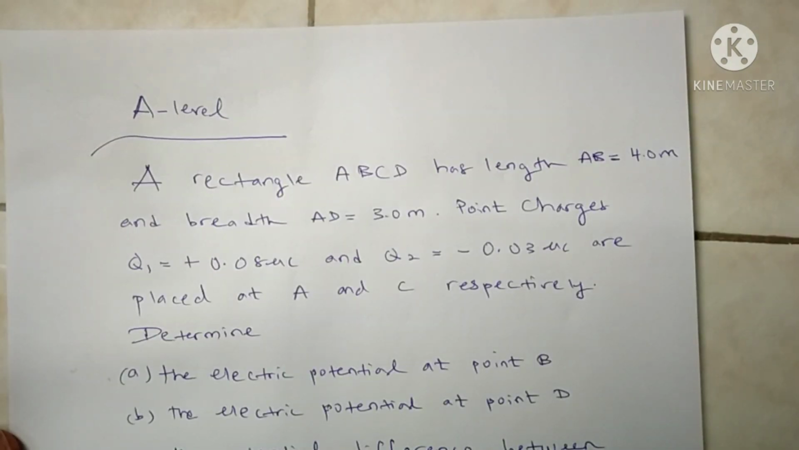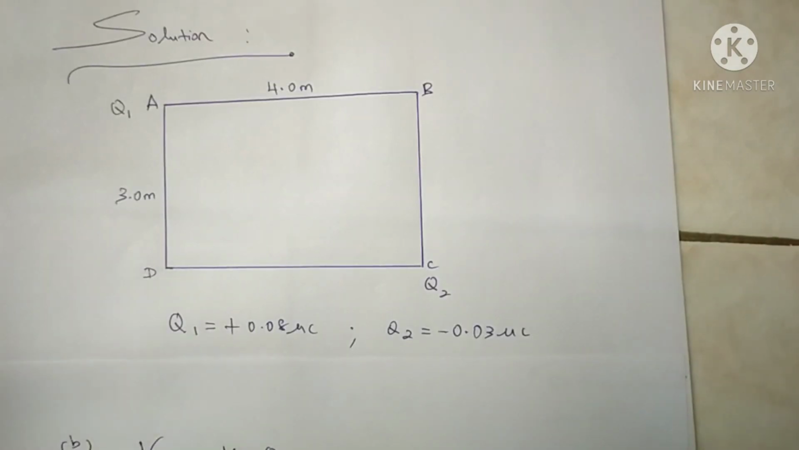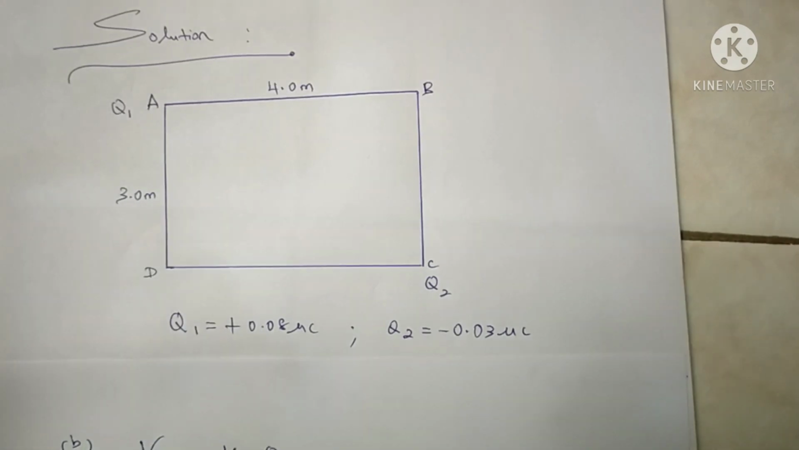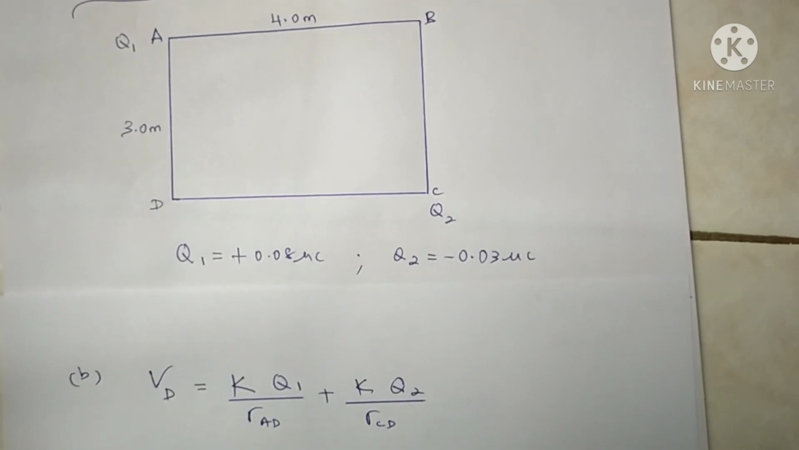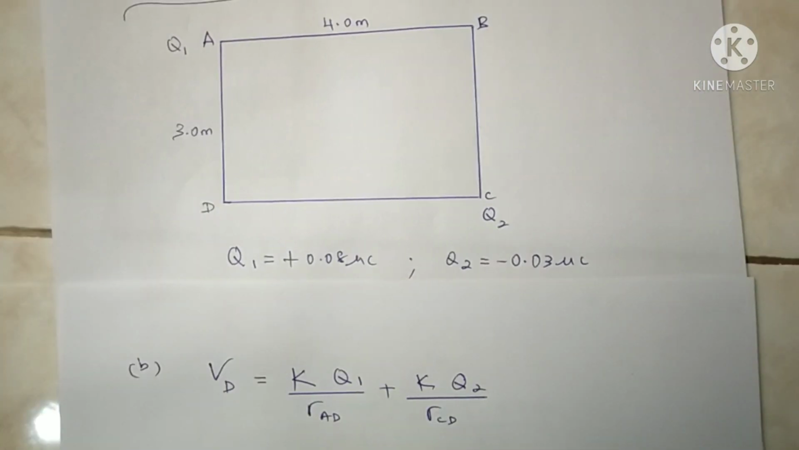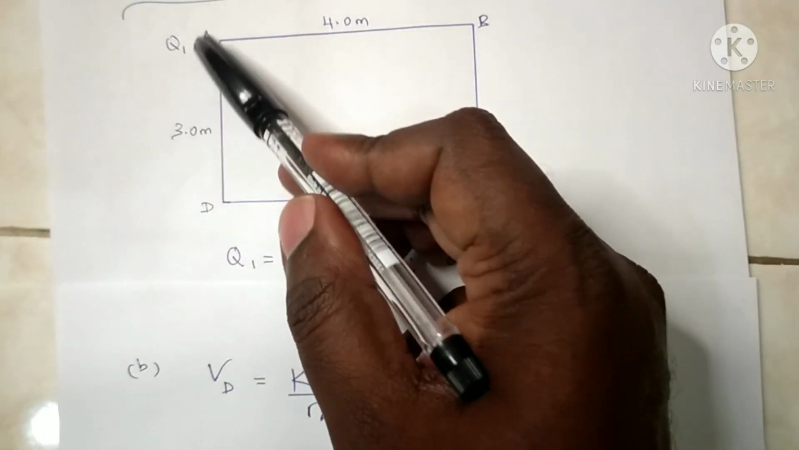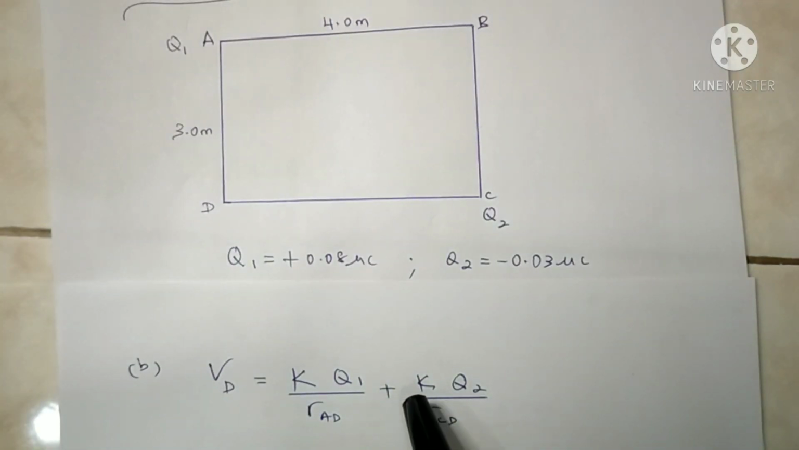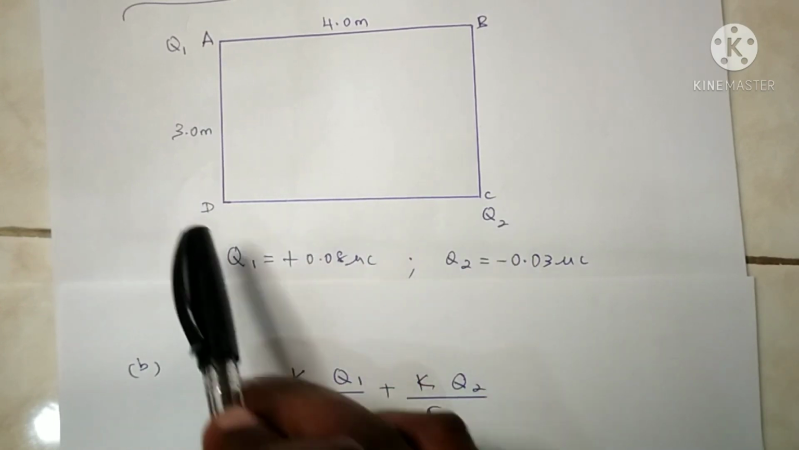For the section B, determine the electric potential at point D. So point D is here. So we're going to use the same method to find the electric potential at point D, where electric potential at D is K Q1 over RAD plus K Q2 over RDC or CD.